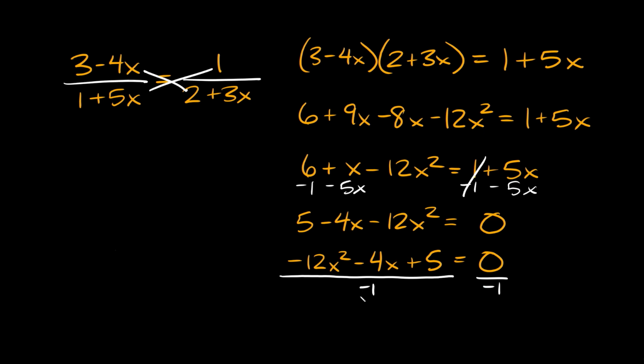All right, so dividing by negative 1 is going to flip the sign on all these guys. So then this is going to become positive 12x squared. Then we're going to have positive 4x, and then negative 5 minus 5, and that's going to be equal to 0. Zero divided by anything is just 0, so we get 0. Okay, so we're almost done.